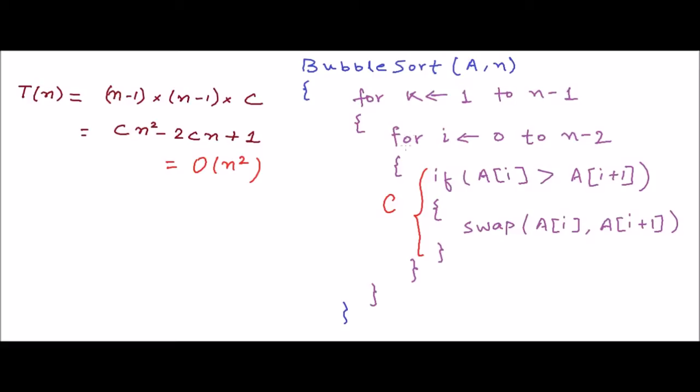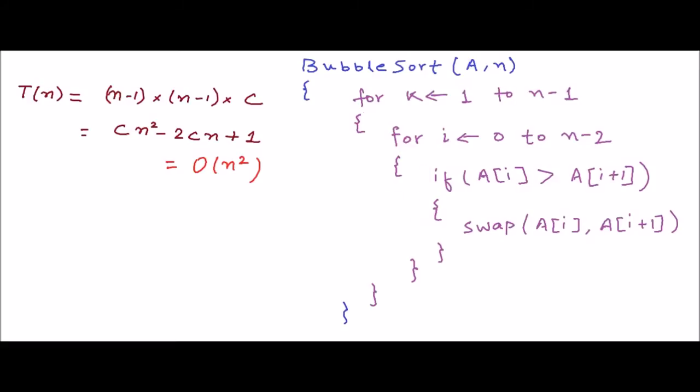Big O of n² is not the best running time for a sorting algorithm. In fact, this running time is bad. Bubble sort is a slow sorting algorithm. It's as good as selection sort, but both bubble sort and selection sort are slow sorting algorithms. We can do a couple of things in this algorithm to improve the time complexity, at least for some scenarios.